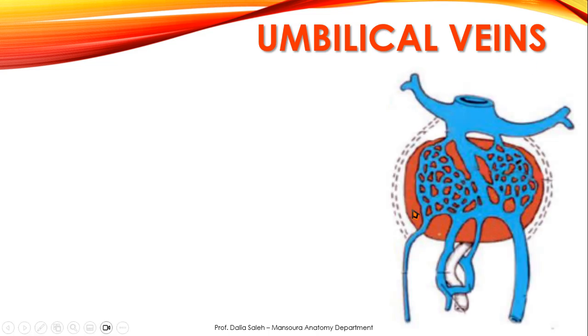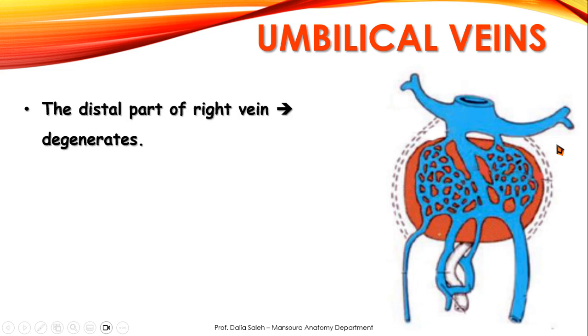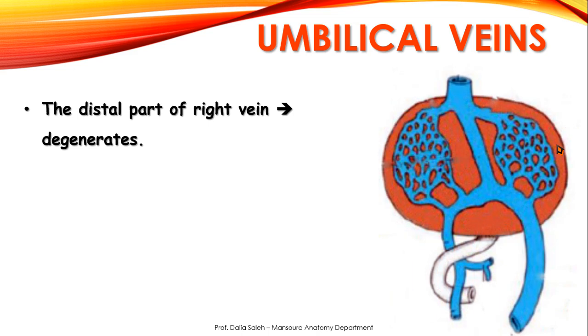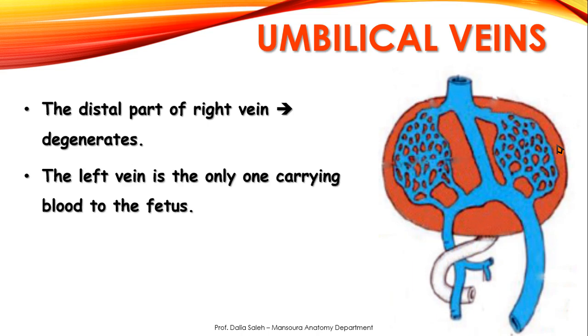As you can see here, the proximal parts of both right and left umbilical veins and the connection with the sinus venosus will disappear. Also, the distal part of the right umbilical vein will degenerate as well. And we will end only with the left umbilical vein, which enlarges, and now it is the only vein that carries the oxygenated blood from the placenta to the fetus.